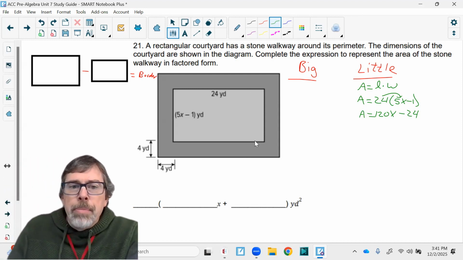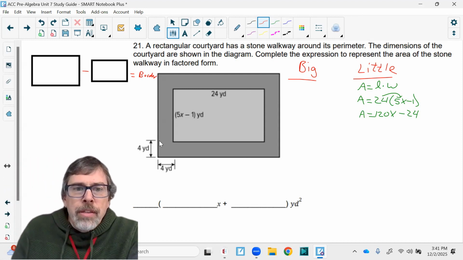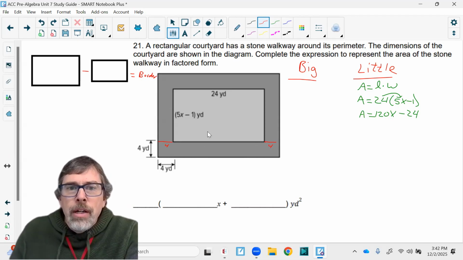The area of the big one, now look what we have to do. This is 4 yards further right here, and this is 4 yards further. So this was 24. So now the new length is going to be 24 plus 4 plus 4, which is 32. Okay, 24 plus 8 is 32.